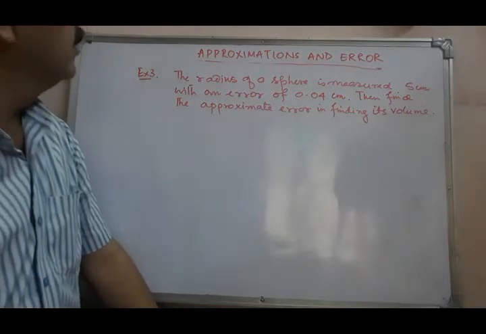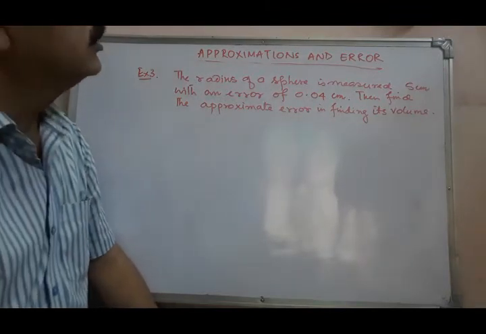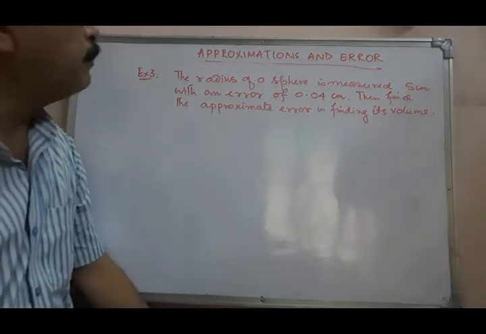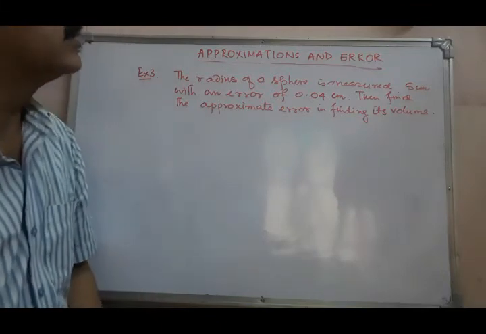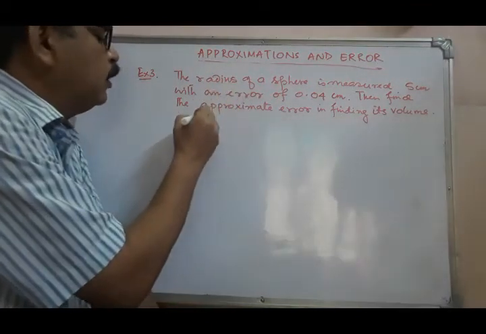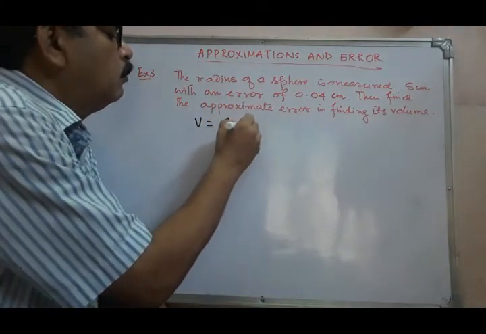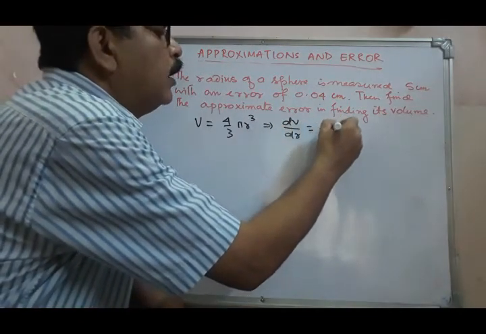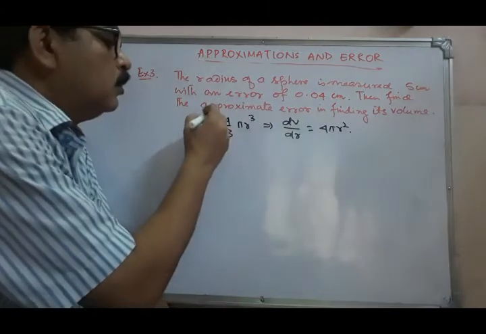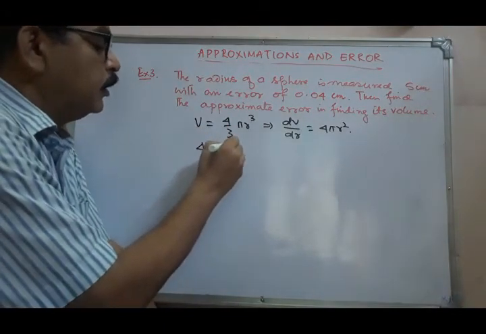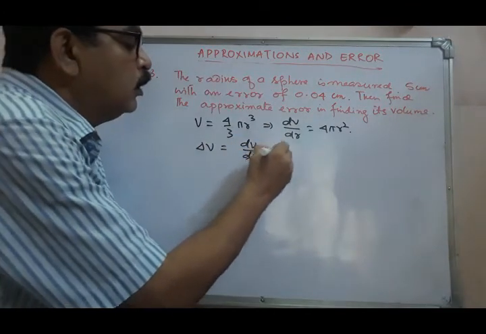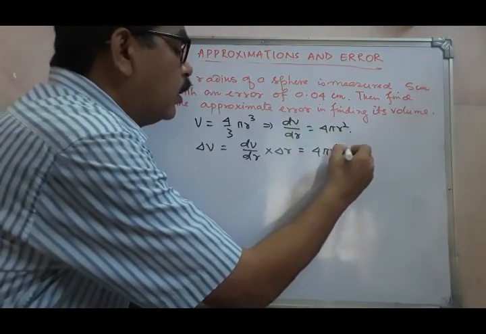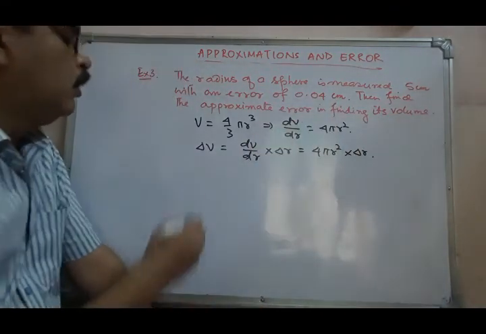Next example: the radius of a sphere is measured as 5 centimeter with an error of 0.04 centimeter. Then find the approximate error in finding its volume. The volume of sphere equal to 4/3 pi r cube. It means dV by dr equal to 4 pi r square. So we have the relation delta V equal to dV by dr into delta r, that is 4 pi r square into delta r.